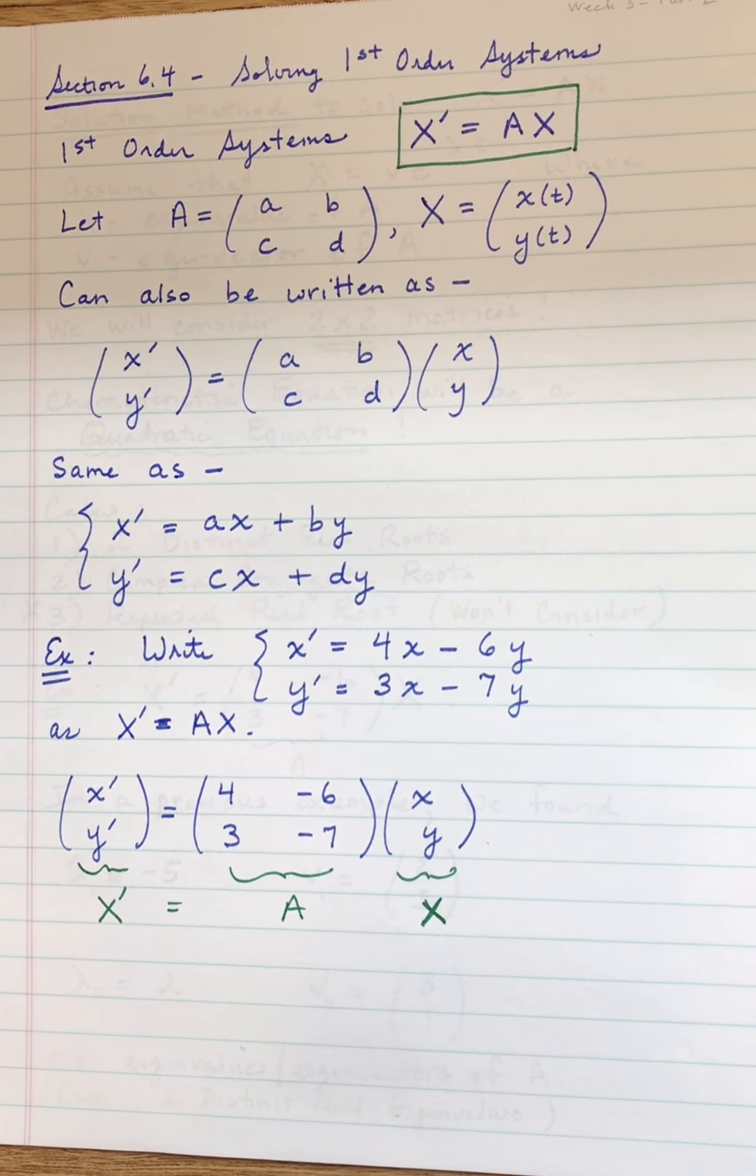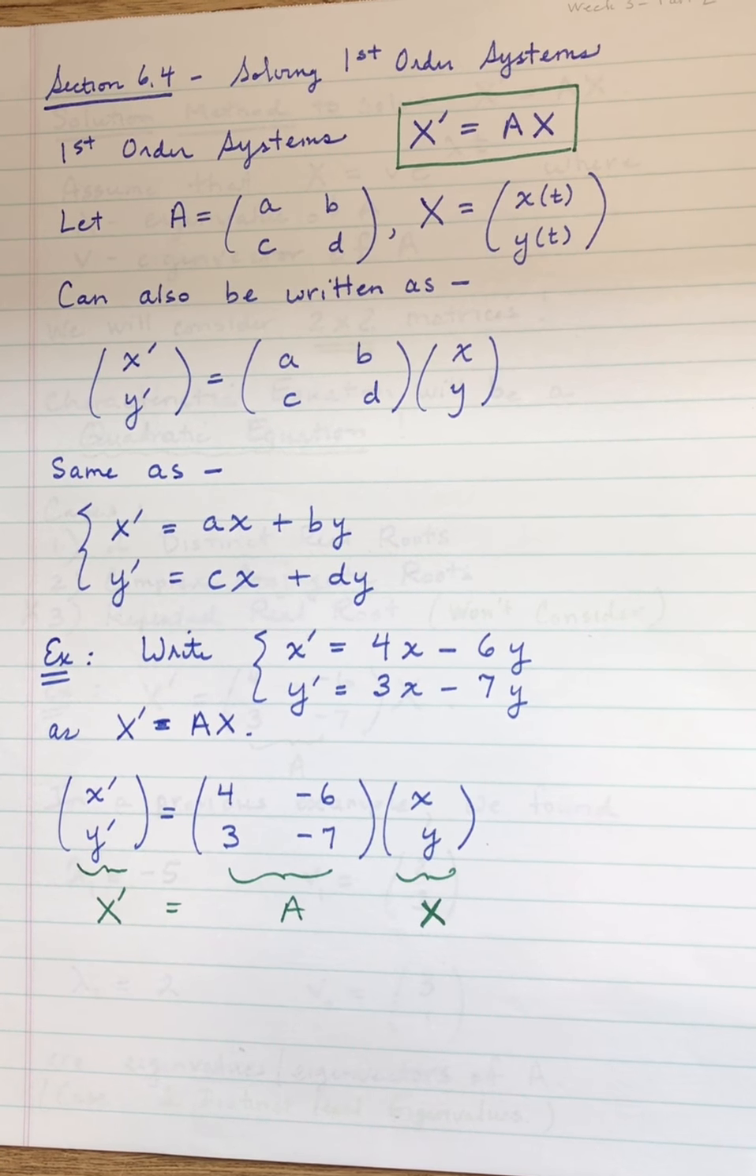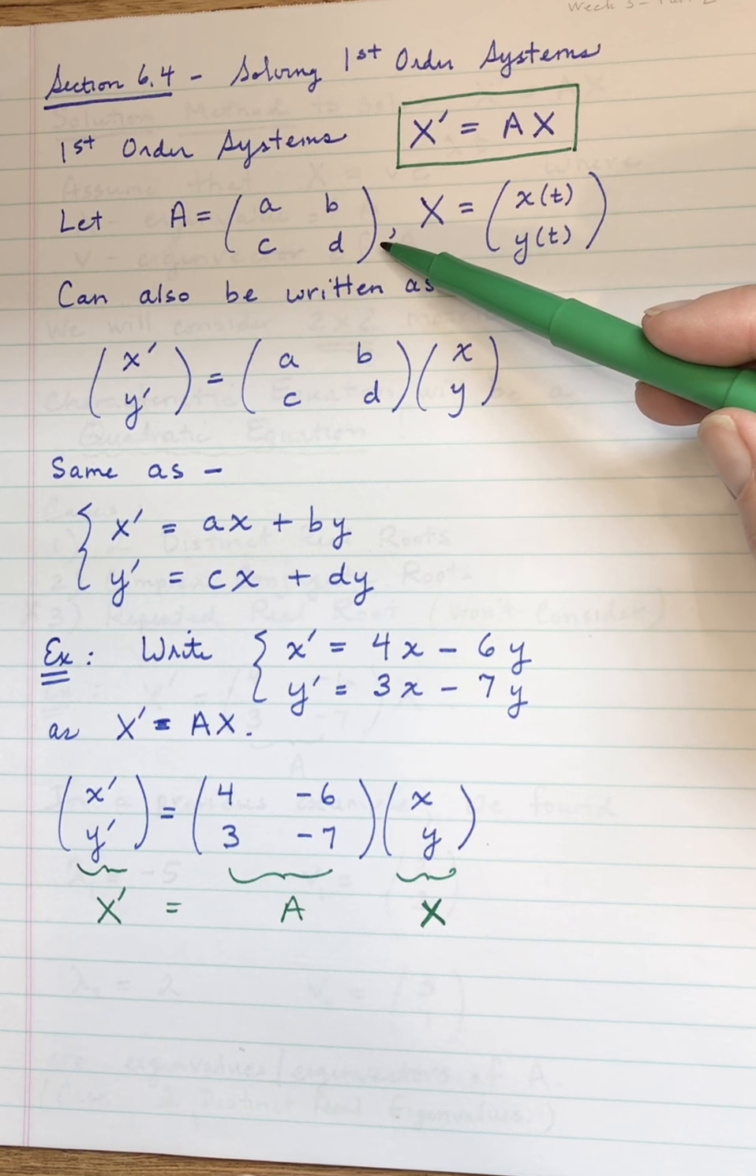So we're going to start working on problems in section 6.4 where we're going to be solving first order systems. We have the background information now to do that. So we've said that we can write a first order system in a matrix form like this, x prime equals Ax, where again we're going to work with 2 by 2 matrices.